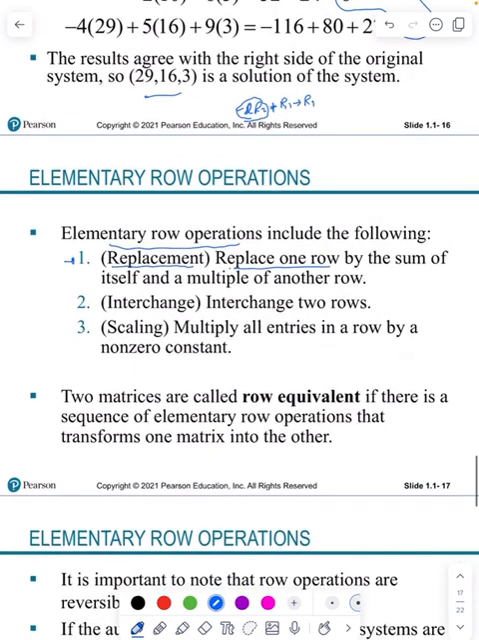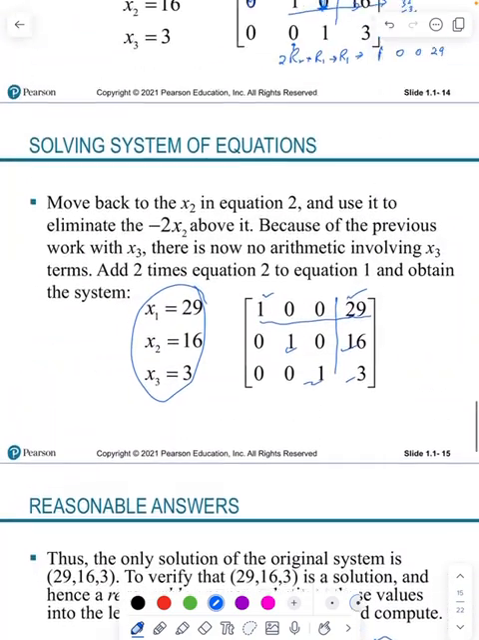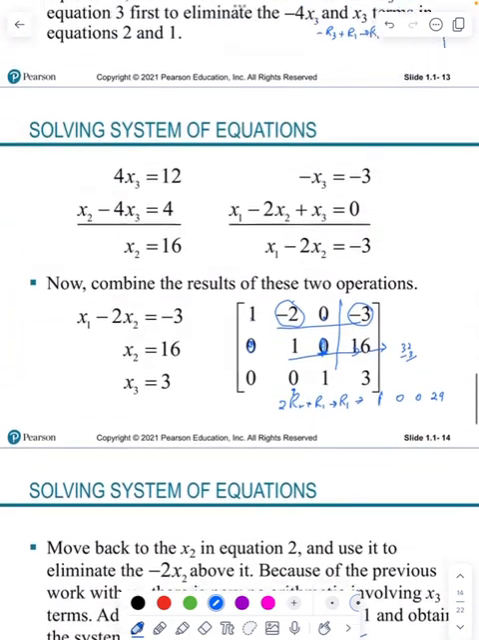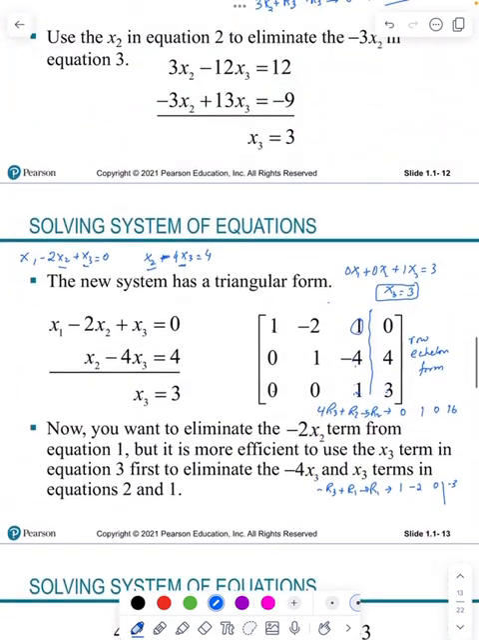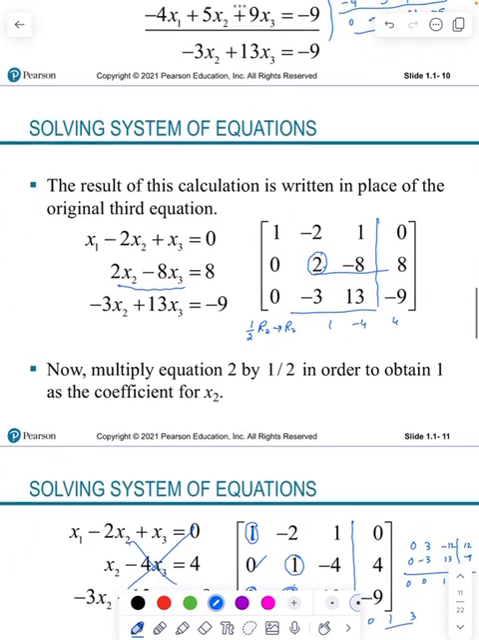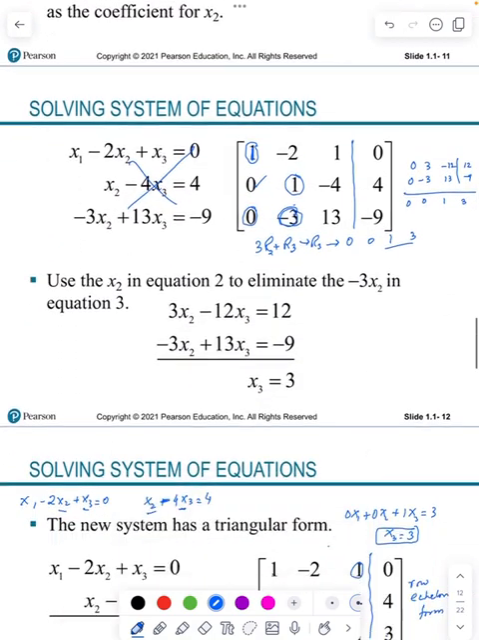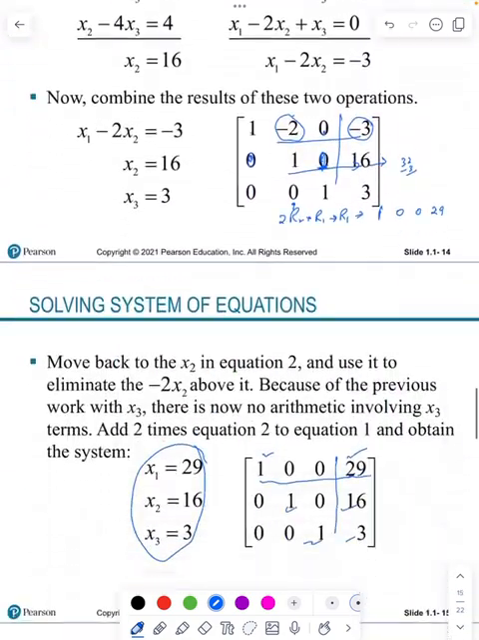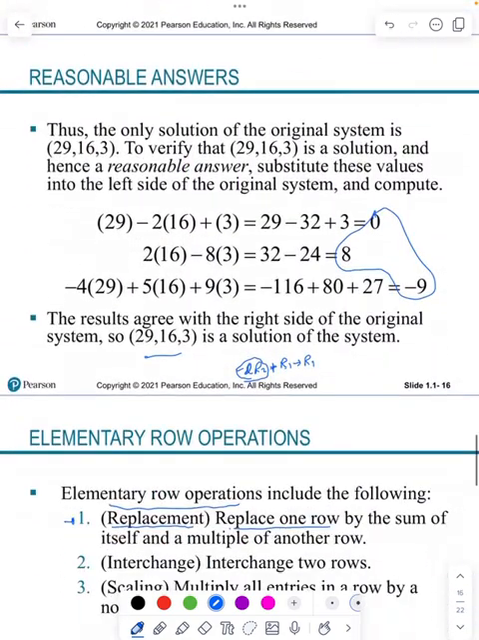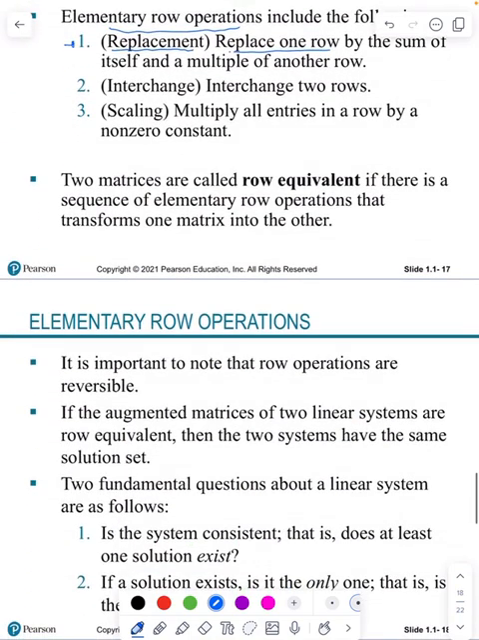And the third thing we can do is multiply all entries in a row by a non-zero constant. So if you recall, we did use this operation when we multiplied the second row by 1/2 here. So we can multiply any row by a non-zero constant, but we have to do it to the whole row. We cannot do it to 1 or 2 entries in the matrix.